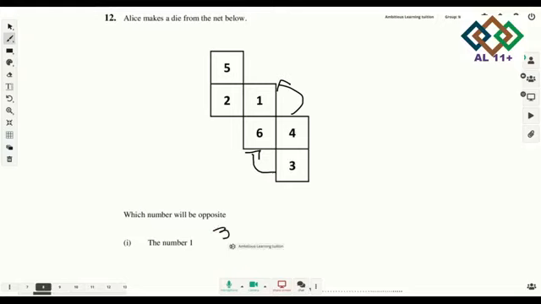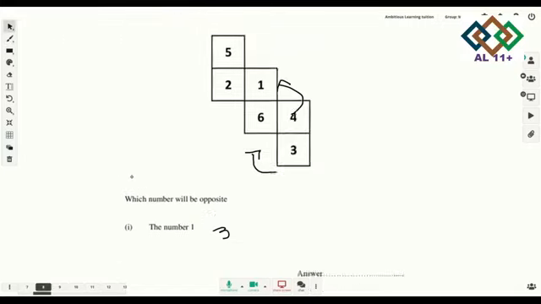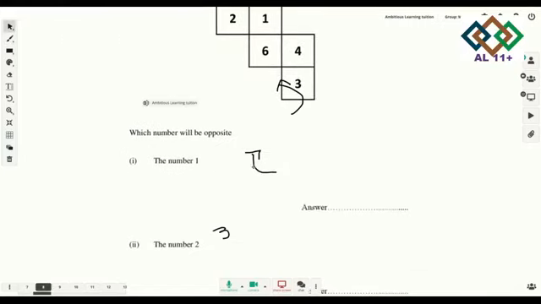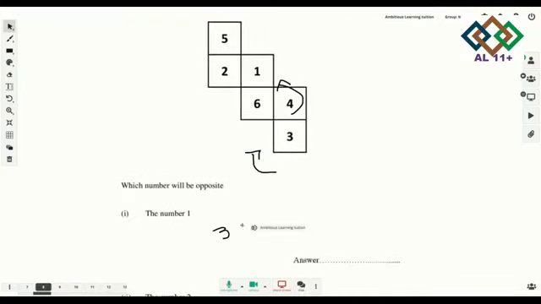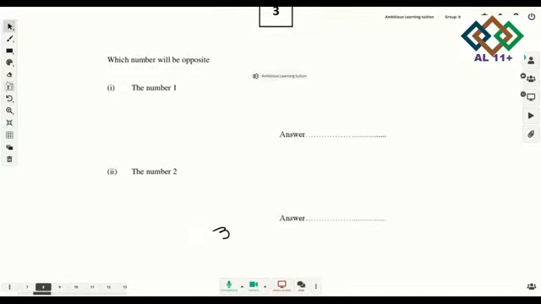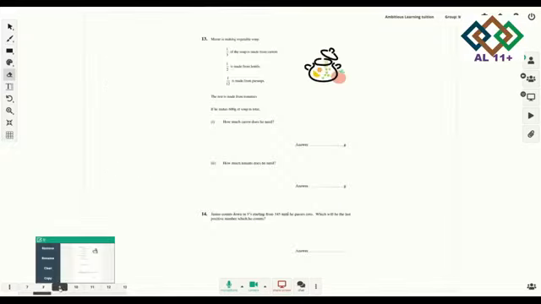And the next one, what they're asking you is number 2, which is opposite. So number 1, the opposite is 3. And number 2, the opposite, you can see is 4. 3 was for the first one and 4 was for the second one. Let's move on to number 13 now.